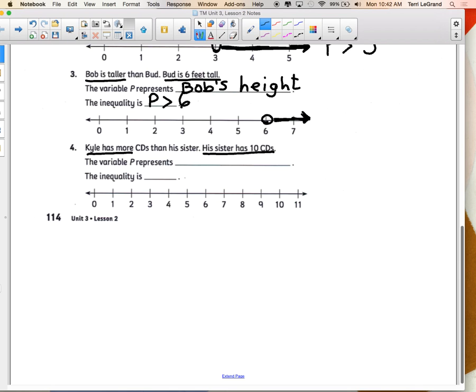So the variable P represents number. We're talking about CDs this time. So the number of CDs Kyle has. So our inequality, the number of CDs Kyle has, P, he has more, is greater than his sister, who has 10. So open circle at 10, and he has more, so we have to shade to the right. 11 is more than 10. 12 is more than 10.